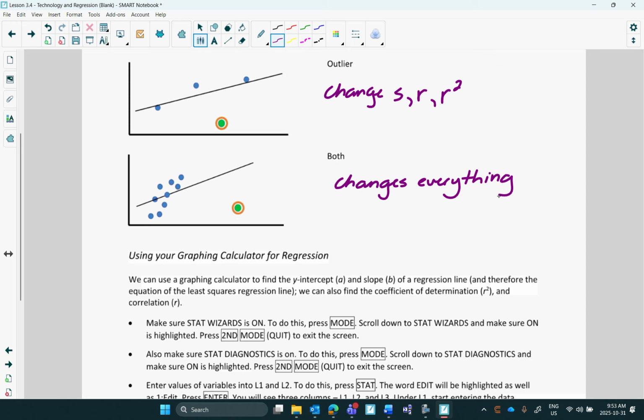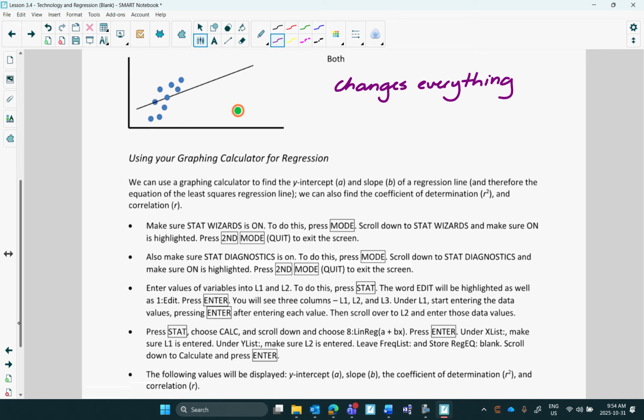But like I said, we're not going to find equations of these lines manually. We're going to use our graphing calculators. Okay. So as an example, and you will be responsible for how many times you use this using your graphing calculator.